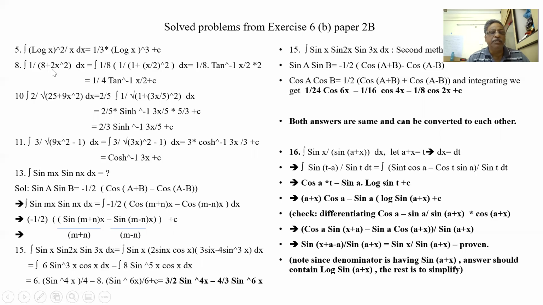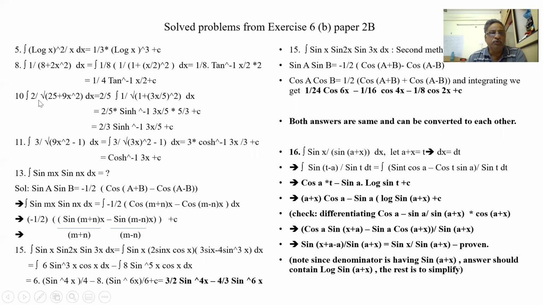Okay, let us see this one. 1 by 8 plus 2. This is in the form of 1 by a square plus b square, a square plus x square. So this is tan inverse. Let us see, so I am taking 8 outside. So 1 by x by 2 whole square. So this is in the form of 1 by 1 plus x square, which is tan inverse. Tan inverse x by 2 by x by 2. So tan inverse x by 2 divided by 1 by 2. 1 by 2 means into 2. So this gets cancelled. So 1 by 4 tan inverse x by 2 plus c.